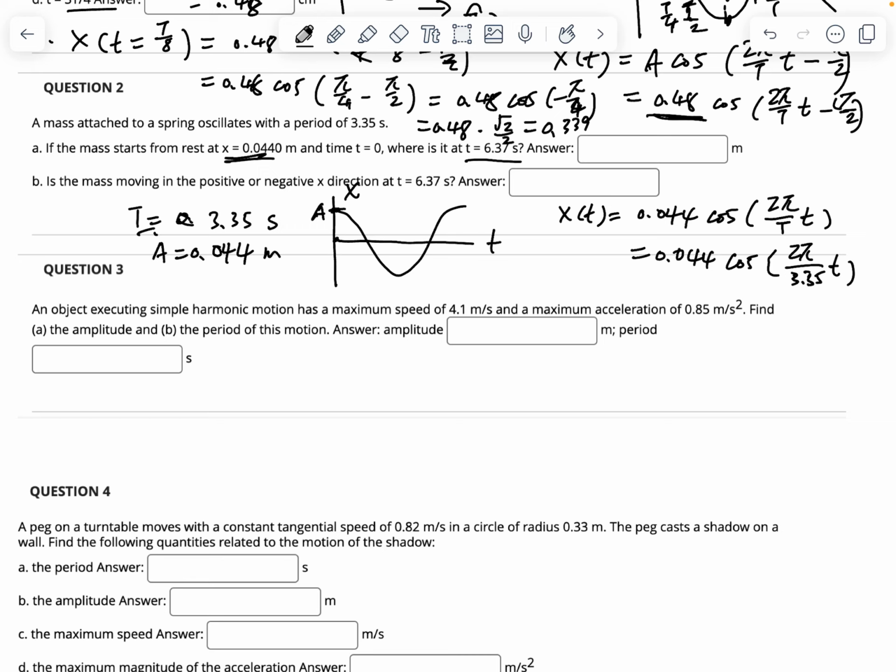So where is the object? Well, you just substitute this one. So t equal to 6.37. Plug 6.37 to here, then you can figure out what your x is. Remember, you have to use radian. When you use a calculator, remember to use radian, not degree. Everything here is radian.